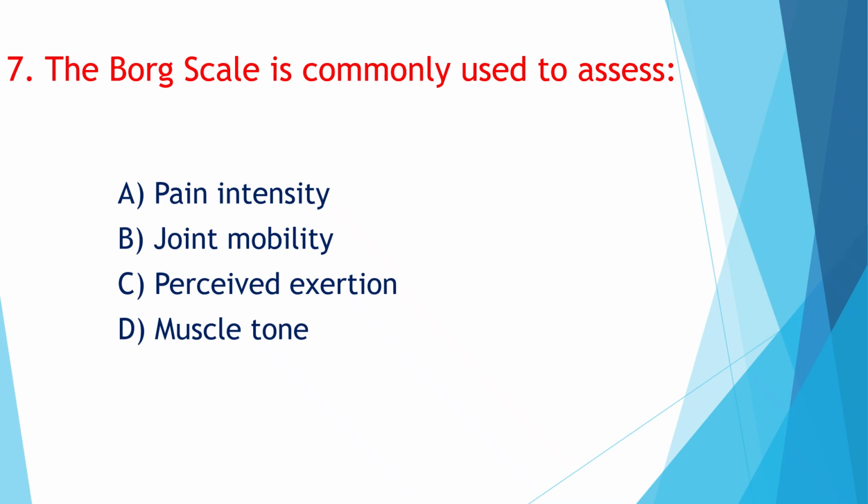Number 7. The Borg scale is commonly used to assess A. Pain intensity, B. Joint mobility, C. Perceived exertion, D. Muscle tone. So think. So here the correct answer is perceived exertion. The Borg scale helps to measure the exercise intensity based on how hard the patient feels they are working.